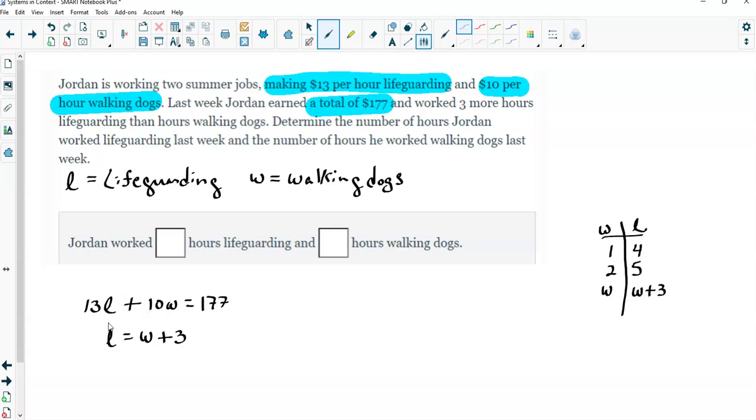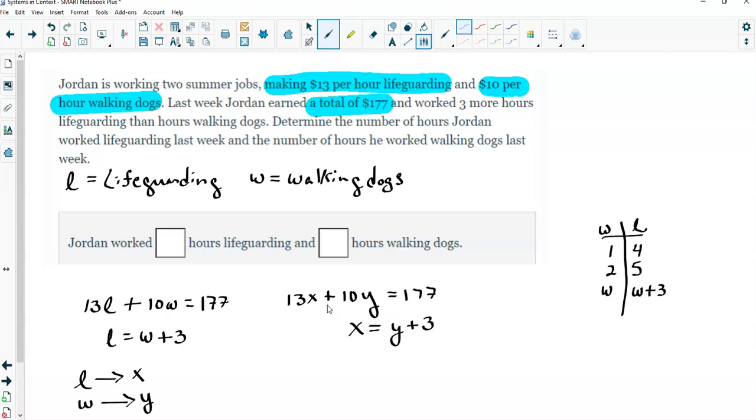So therefore, now we have the two equations. We could say this is X. We could call L X. And we could say W is Y. Now you could go and put that on a graph using X and Y. So you would have to write the equation this way: 13X plus 10Y equals 177. The other one would say L is X, so X is equal to Y plus 3. And those are the two equations you would put on the graphing calculator, and look for that point of intersection, and that would give you the solution.